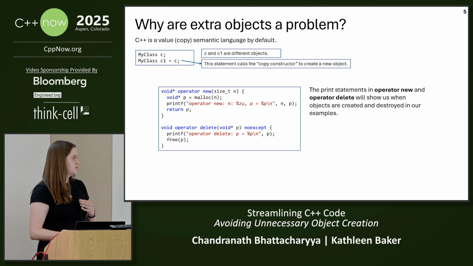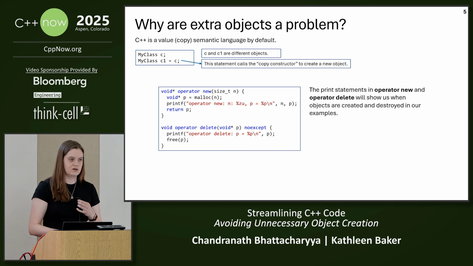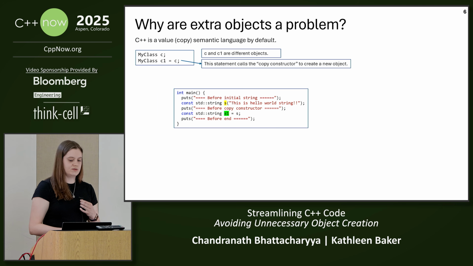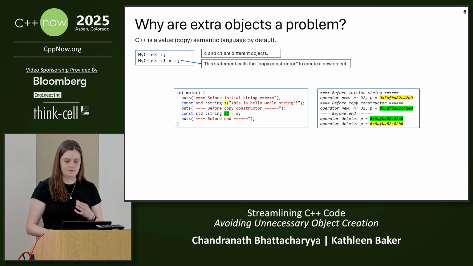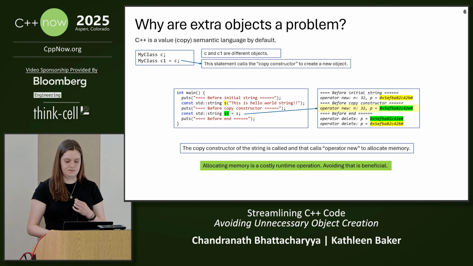We'll be using this code to log when operator new and delete are called in our examples. It prints when the objects are created or destroyed. For example, we have this code that creates a string s and assigns s to a new string s1. This is the output showing when each string is created and destroyed. Here we can see the copy constructor of string is called when creating s1, and then operator new was called to allocate memory. Allocating memory is a costly runtime operation, so avoiding that is beneficial.